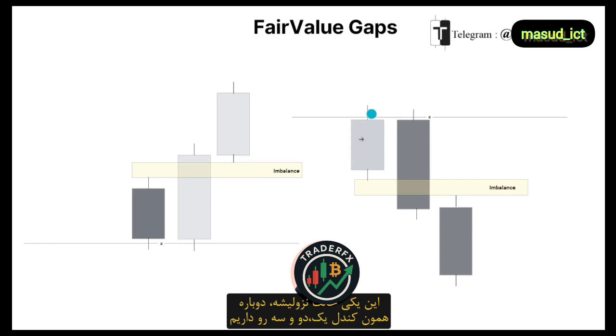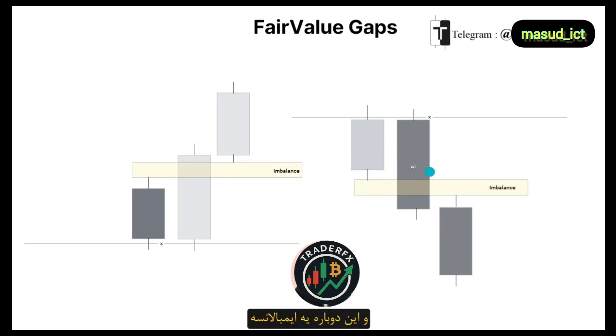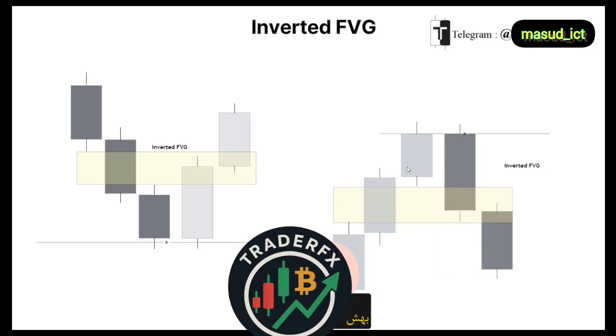Inversely, this is a bearish one where we have candle 1, 2, and 3. And then in between candle 1 and 3, price never retested in here. And this, again, is our imbalance. It's also kind of considered a gap in a sense.